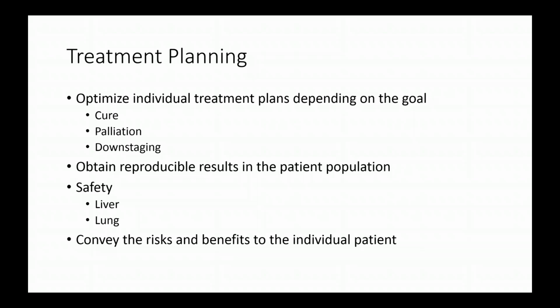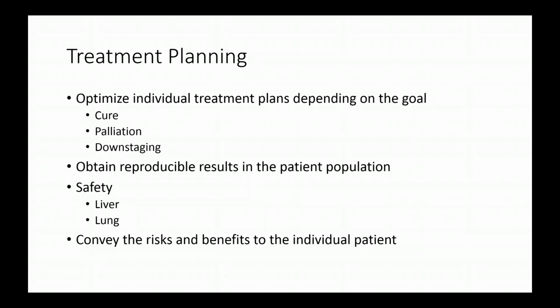So you can look at how you want to treat each patient. Do you want to try to cure them of their disease? For instance, if they have a small enough disease burden, you can actually give them adequate treatment to cure them. Palliate them, in general, that's what we are doing for most patients, and potentially downstage patients for liver transplant if possible. We need to obtain, obviously, reproducible results in different patient populations.